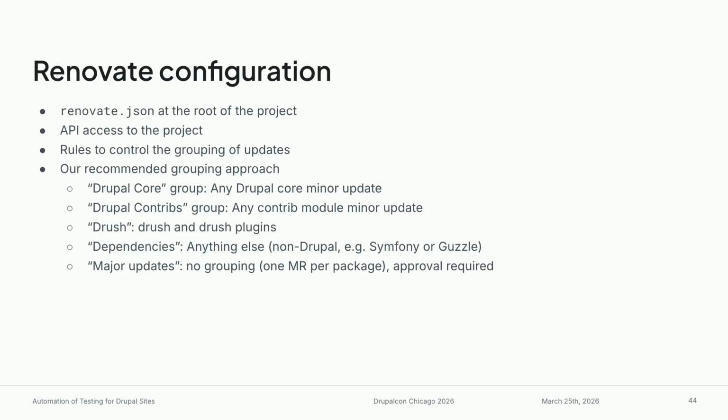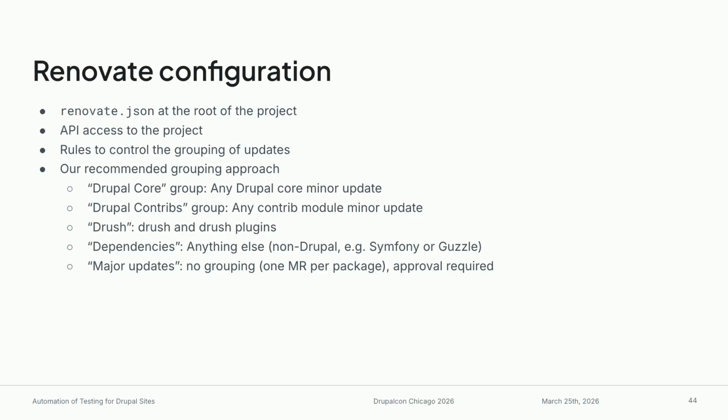So what we usually do is group core individually, contribs, so core is going to be on its own bucket, all the contribs in a specific bucket. Everything Drush is going to be in a different bucket. Everything non-Drupal is going to be in a dependencies bucket.